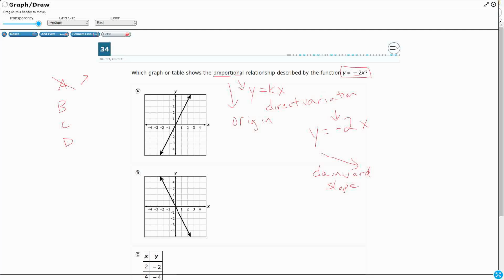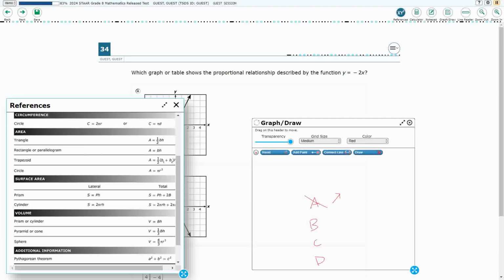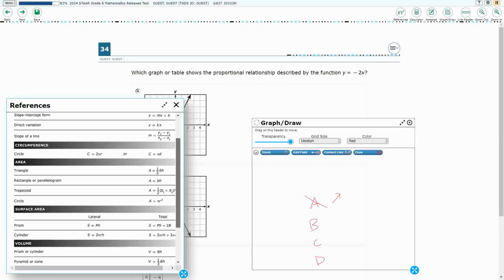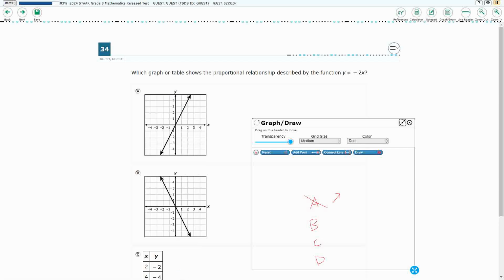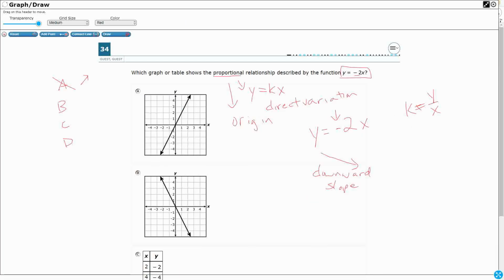We also know that our constant of proportionality, right, k, is going to equal that y over x. In case you're wondering, we get that from our reference materials here. Right, we get our y equals kx, and if we wanted to solve for k, you would just divide both sides by x. That's that constant of proportionality. That's what this is right here, this negative 2. Which means this k equals negative 2 over 1.